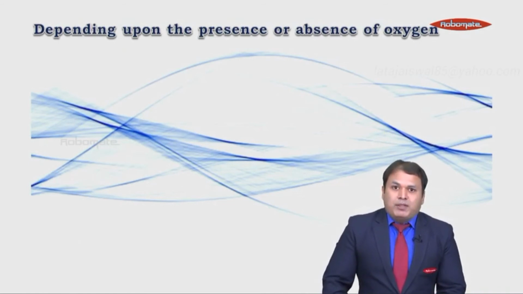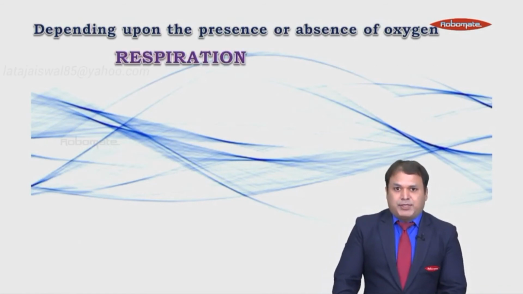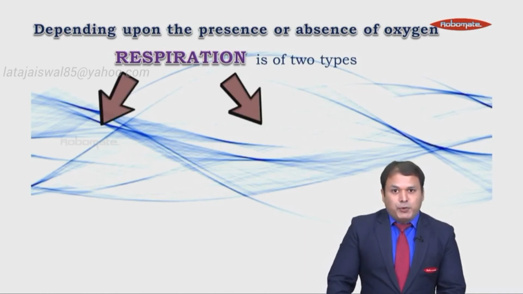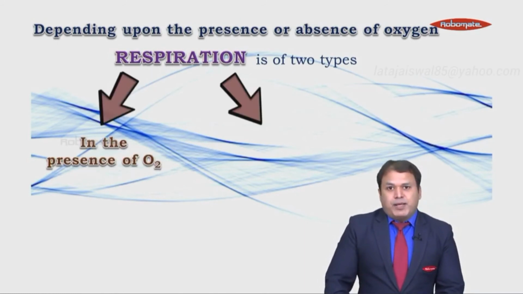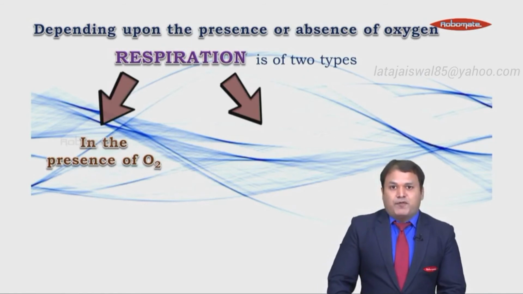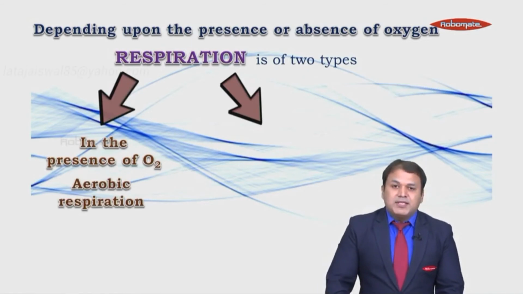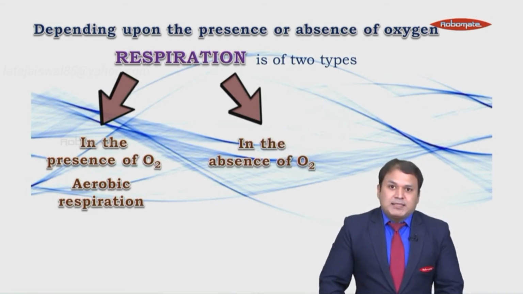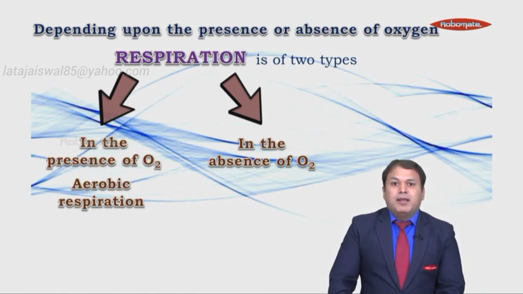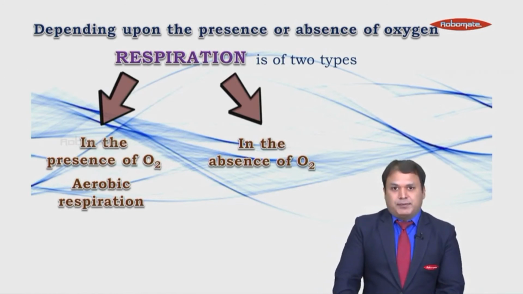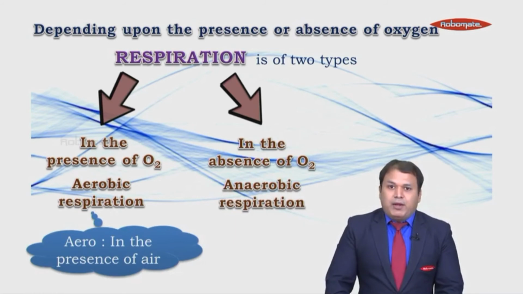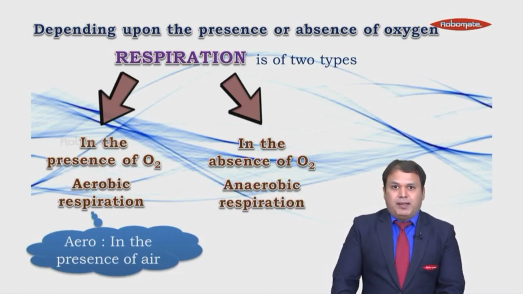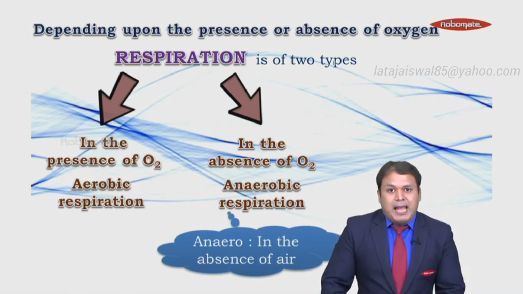Now, depending upon the presence or absence of oxygen, respiration is of two types. The first one occurs in the presence of oxygen, and this is called as aerobic respiration. Whereas there are some organisms which respire even in the absence of oxygen. And this type of respiration is called as anaerobic respiration. The word aero means in the presence of air, and the word anaero means in the absence of air.